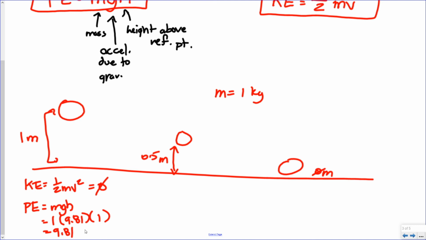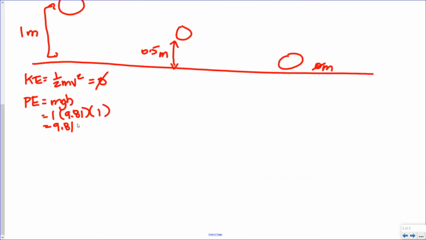And I haven't talked about units, but when we talk about energy, we're talking about mass times gravity. That's going to be kilograms times meters per second squared, which we know from before is newtons. So that's newtons. The height was in meters, so we have newton meters, and I do believe we talked about that. That would be joules. So we have 9.81 joules. Here we had 0 joules.